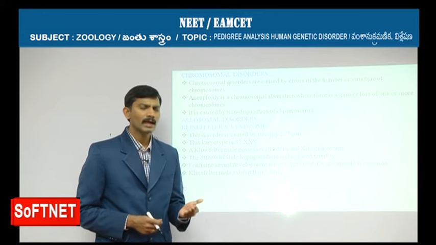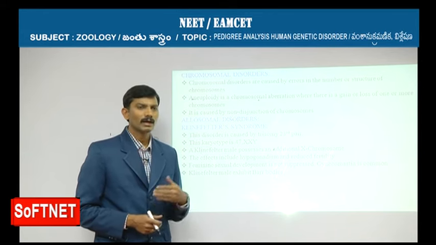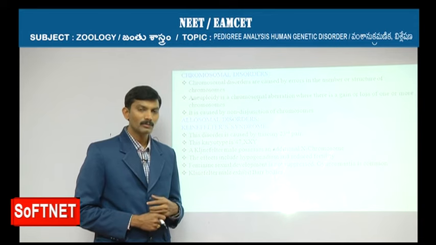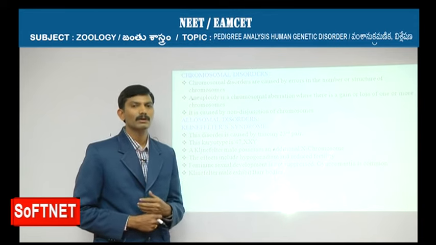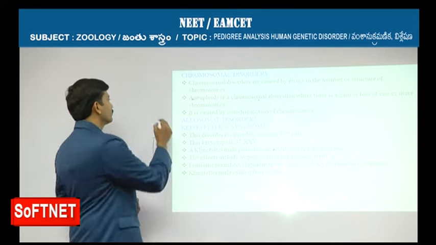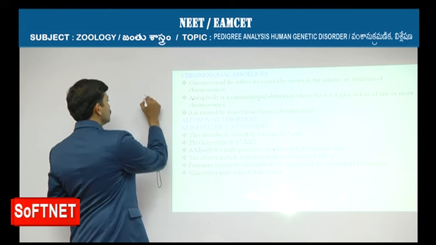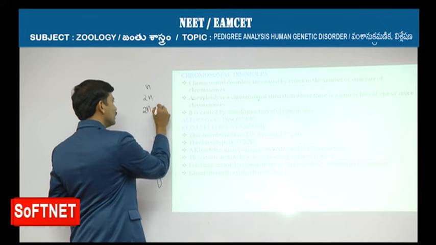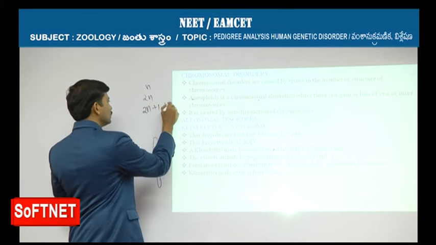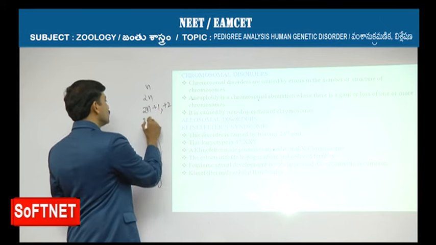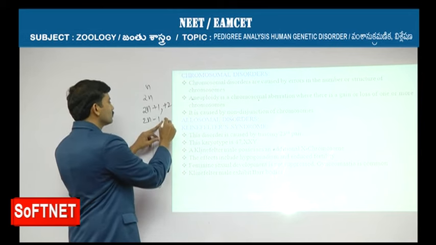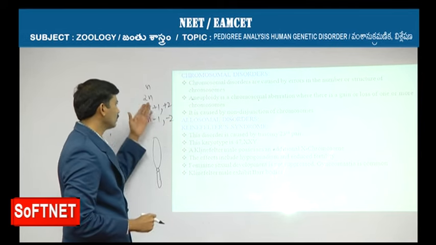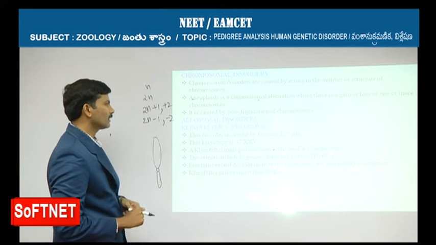n is haploid, 2n is diploid, and sometimes aneuploidy is not an exact multiple of the haploid set of chromosomes. It may be an addition of one chromosome, or even the addition of two chromosomes, or sometimes deletion of one chromosome, or even the deletion of two chromosomes. All these are aneuploid conditions.